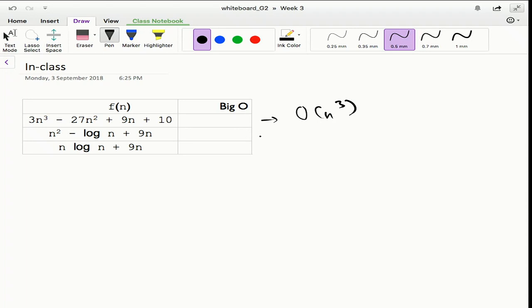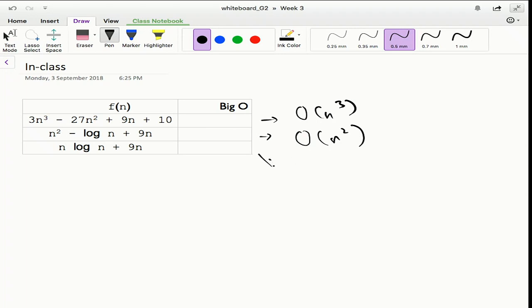Alright, second one. So Jaslyn, what is the second one here? N squared. Okay, why is it n squared? Because it's the biggest. Alright, so n squared, log n and n, right? So the largest one is n squared. Okay, and there's no constant involved here.